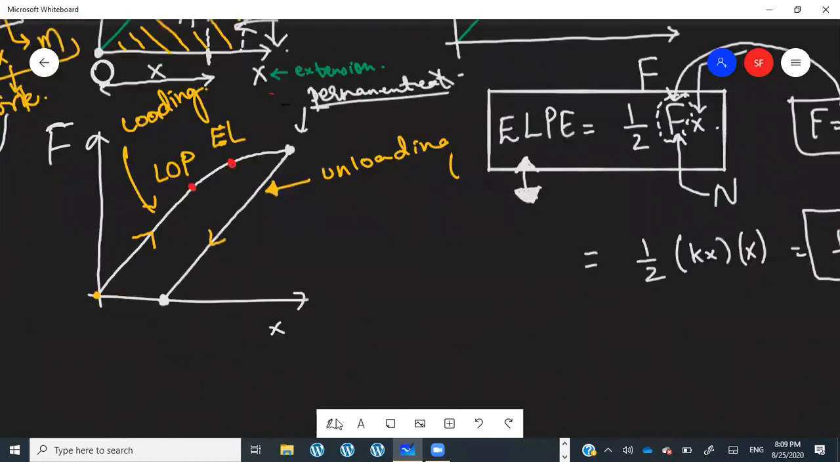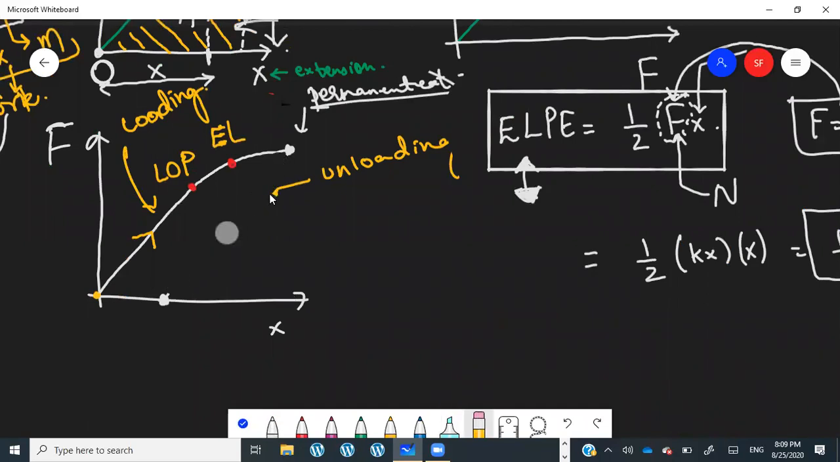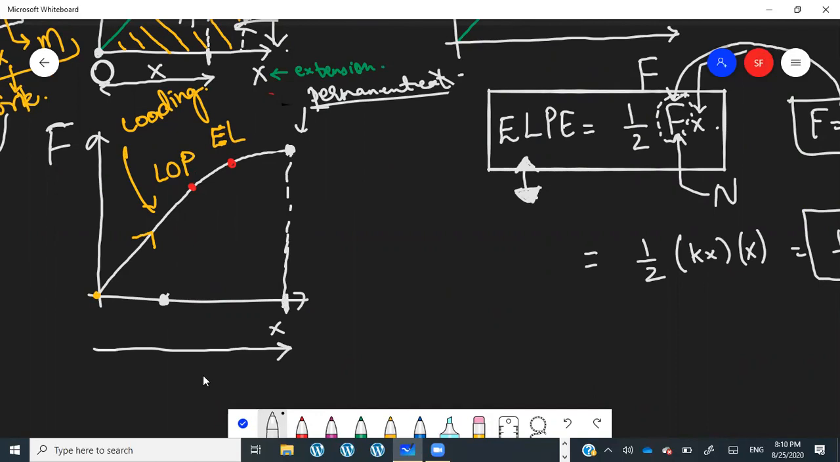Now, if you look at this graph, before the unloading, before the permanent extension, this entire area actually represents the work which is done on the spring, in moving it till here and extending it to this point. The work done on the spring is represented by this entire area. Now, as soon as the force is removed, the spring returns back to some permanently extended point.